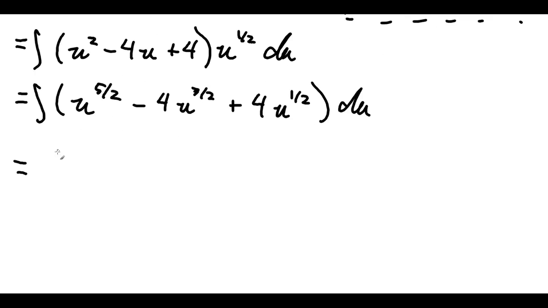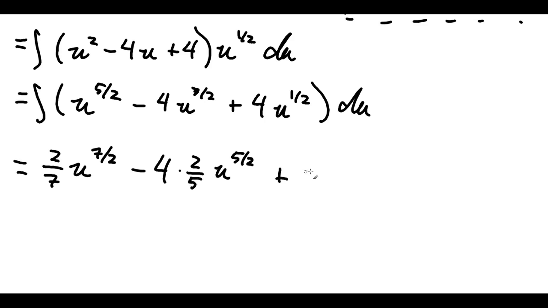Now we can take an antiderivative. We have u to the 5 halves. We need to add 1 to that to make 7 halves. We can divide by 7 halves, which is the same as multiplying by the reciprocal, 2/7. Minus 4 times, we have u to the 3 halves, add 1 becomes 5 halves, so we can multiply by 2/5. Plus 4 times u to the 1/2, adding 1 gives us 3 halves. Divide by 3 halves is same as multiplying by 2/3. Plus a constant.